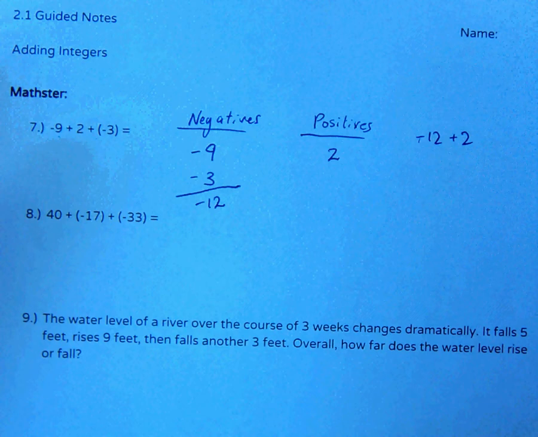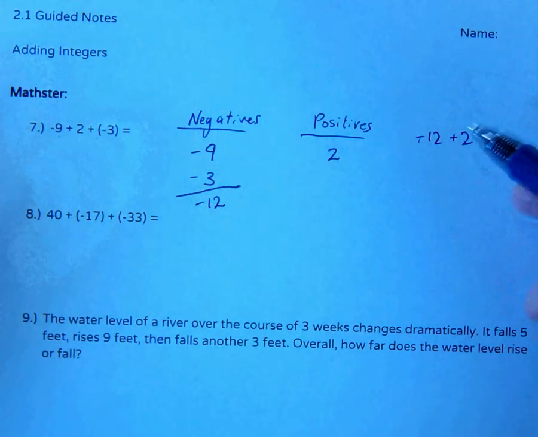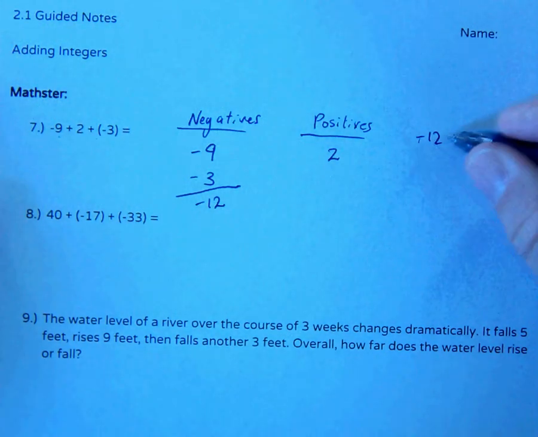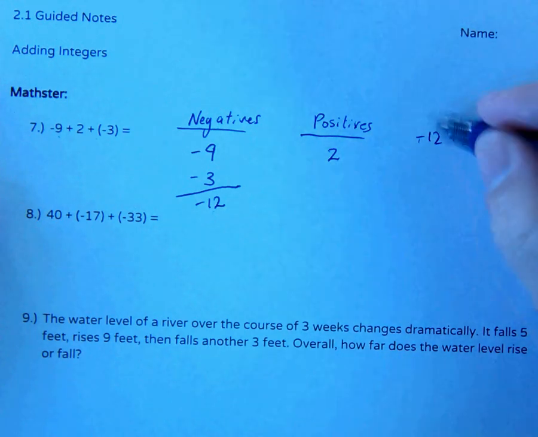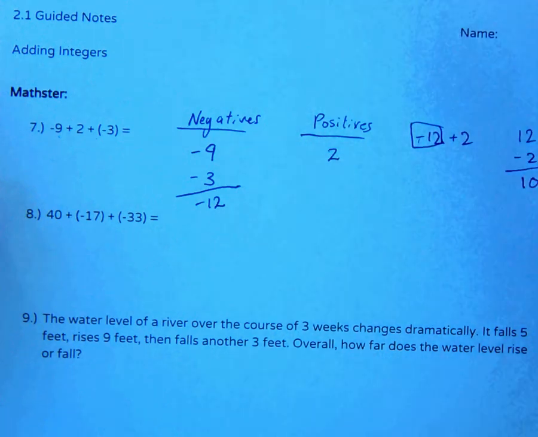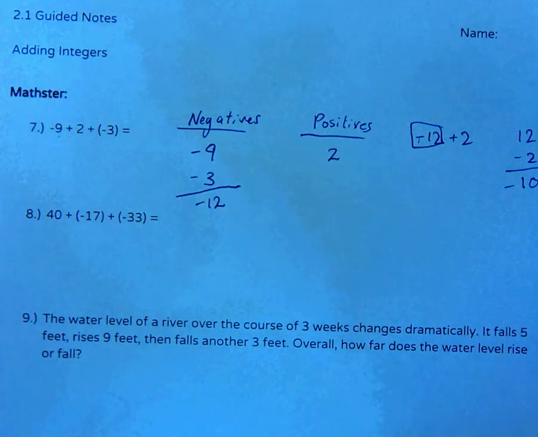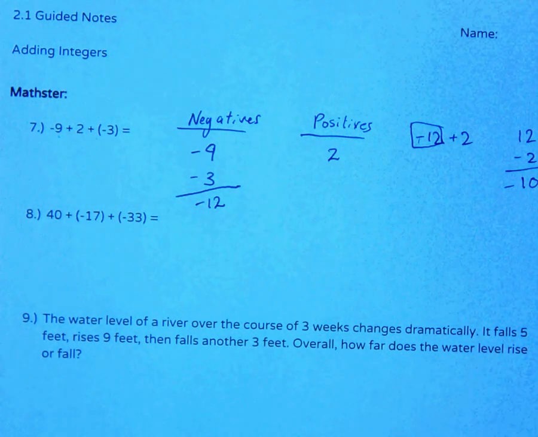Remember, it's opposites. If I have a larger number that's negative, I'm still going to subtract: 12 minus 2. That gives me 10. But because the negative 12 was larger, this is also negative. One of the reasons it's working that way, and I'll just write on the back of something here. You don't have to copy this.